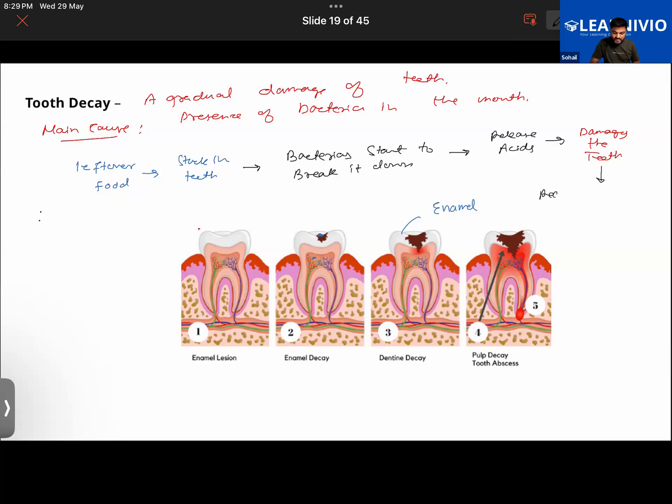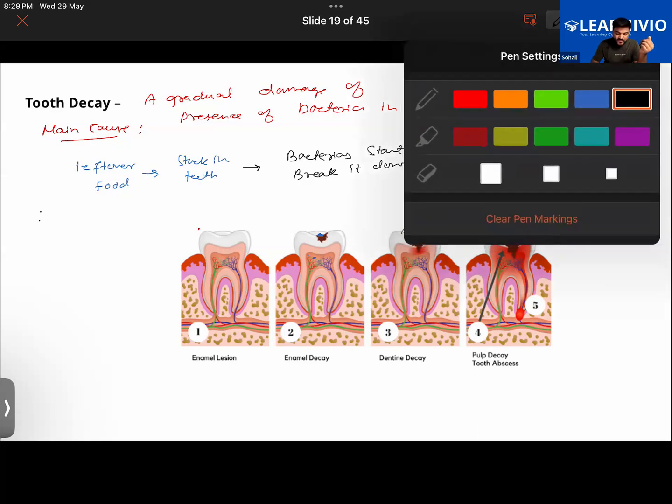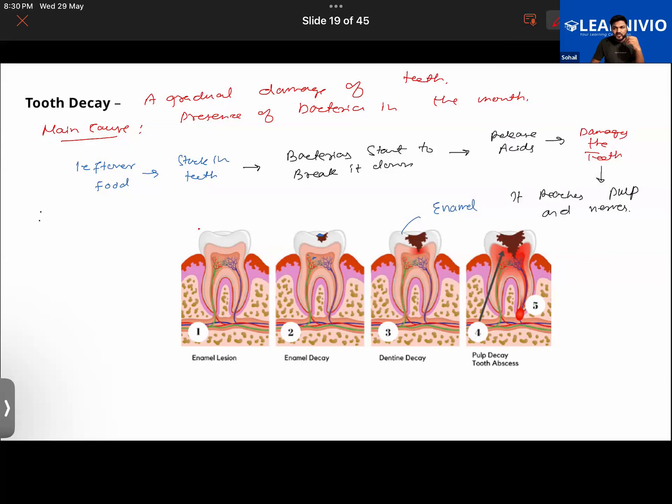The damage reaches the pulp and nerves. That is what tooth decay is, and it can even lead to uprooting of teeth. Teeth can be removed in certain cases. Tooth decay is caused mainly because of eating food with high sugar content.